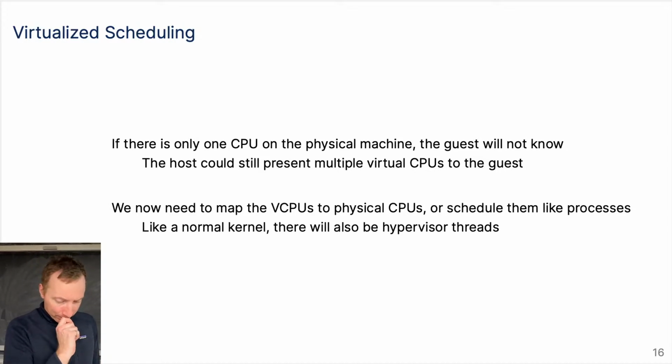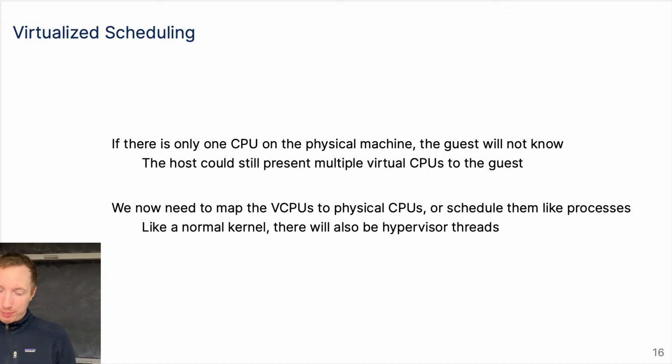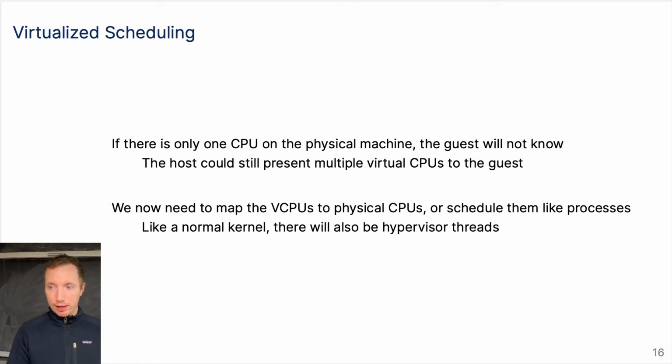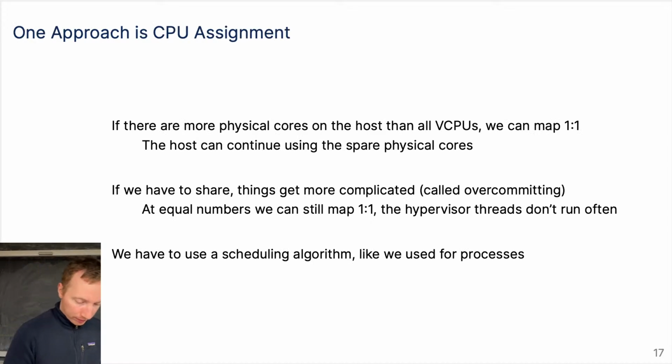And yeah, so now we're the hypervisor, we have to map virtual CPUs to actual physical CPUs and then schedule them like processes. But this isn't anything new. We can round robin them. We can do completely fair scheduling, or if we have way more physical cores than there are vCPUs, we can just assign them directly and not move them around. So like I said, if we have more physical cores than all virtual CPUs, we just map them one-to-one and don't even bother context switching.